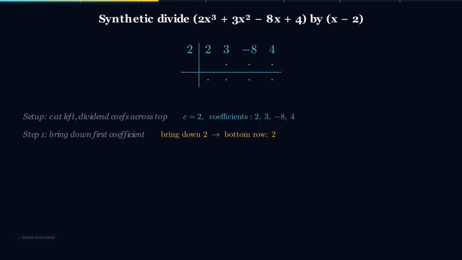The first coefficient is 2. Bring it down unchanged into the bottom row. Bottom row so far: 2. Step 3. First multiply and add.